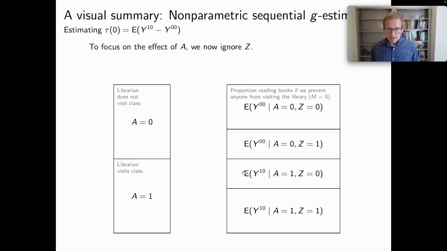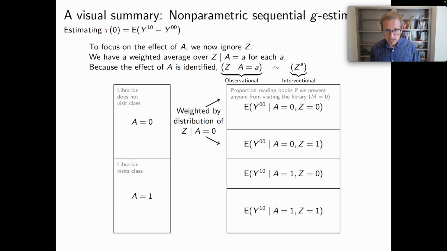So what we have here is we can now drop Z, and what we have is a set of people among the untreated, where the distribution of Z is weighted by its factual distribution that's realized when A equals 0. And down here we have a distribution weighted by the factual distribution of Z when A equals 1. And because the causal effect of A on Z is identified here, this is the distribution that's realized under no treatment, and this is the distribution realized under treatment.